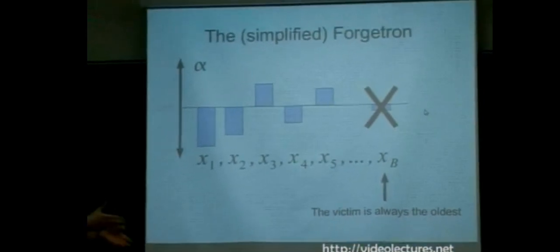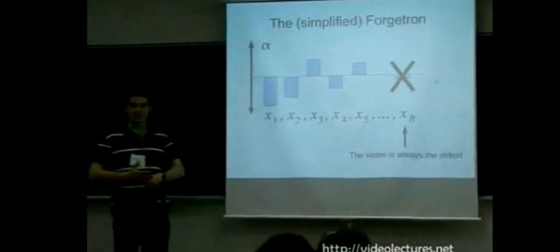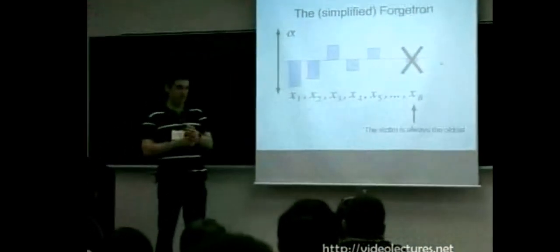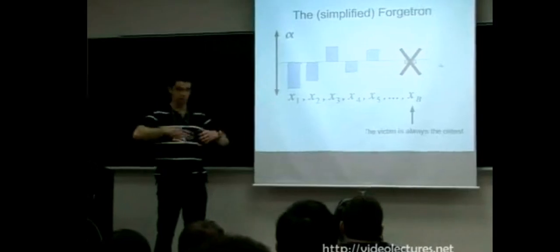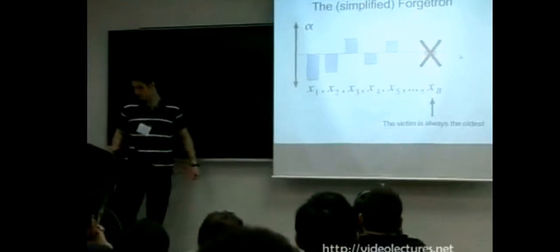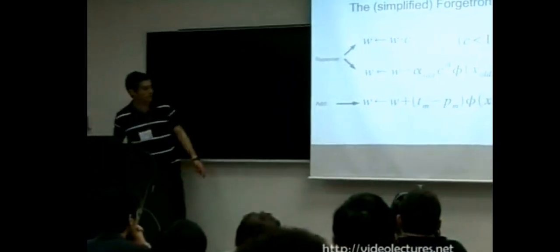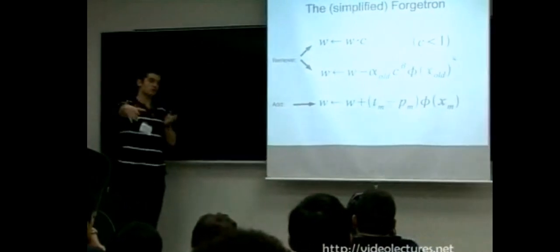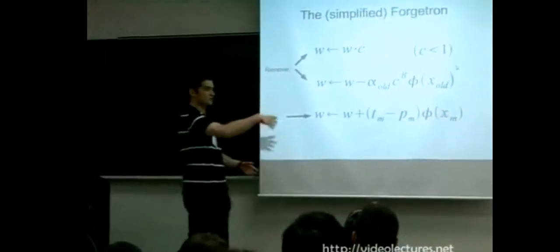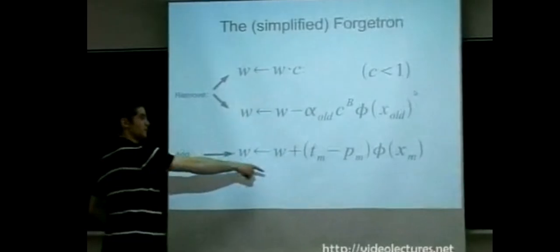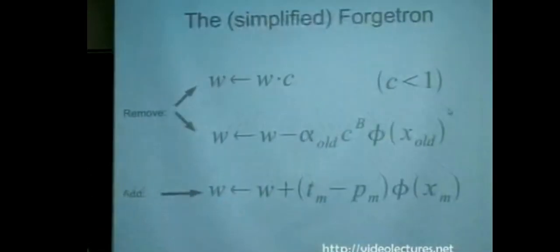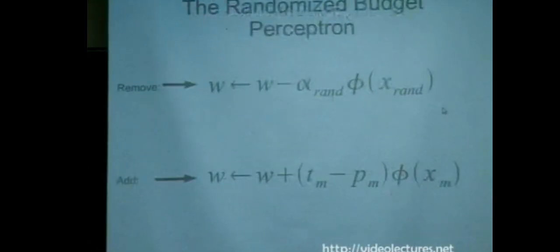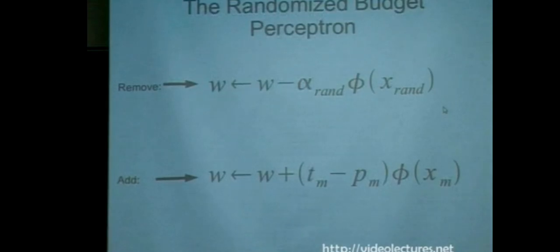And this thing can be proved to work nearly as well as the best fixed hyperplane of a norm of certain size. So this is the simplified forgetron. I'll go over it again. We scale the vector down, then we remove the x vector with the smallest weight, and then we add the new vector on which we make the mistake.